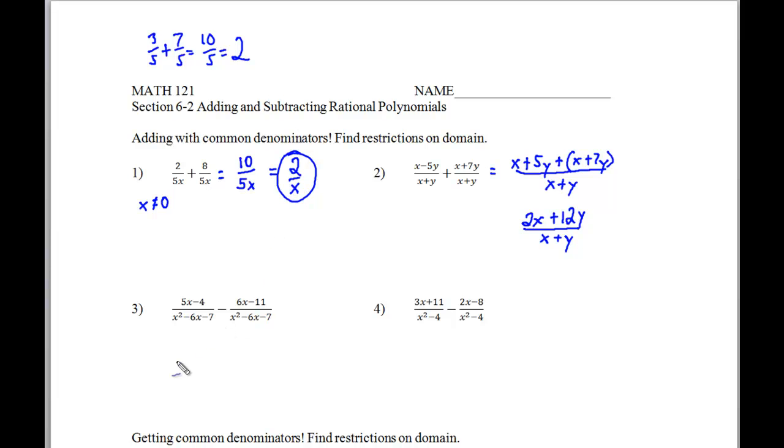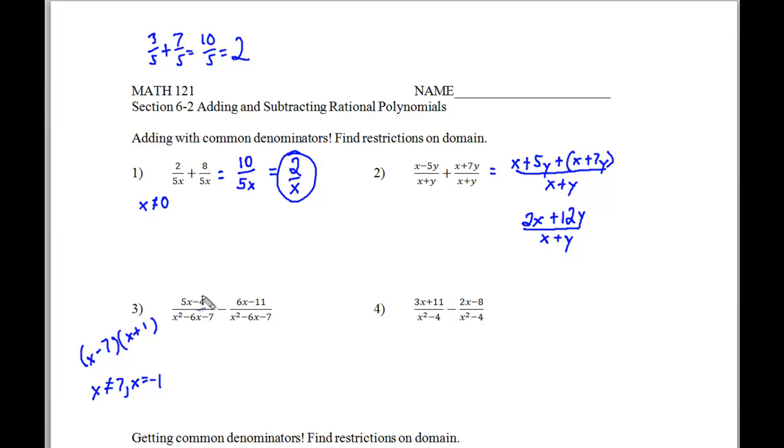Now, the subtraction problem, you just got to be very careful with that. Notice that this denominator is the same. I will do a little side work here: if I factor out the denominator, two numbers that multiply to make a negative 7 and add to make a 6, I get x minus 7, x plus 1. So my restrictions on the domain are that x cannot be equal to positive 7, and x cannot be equal to negative 1.